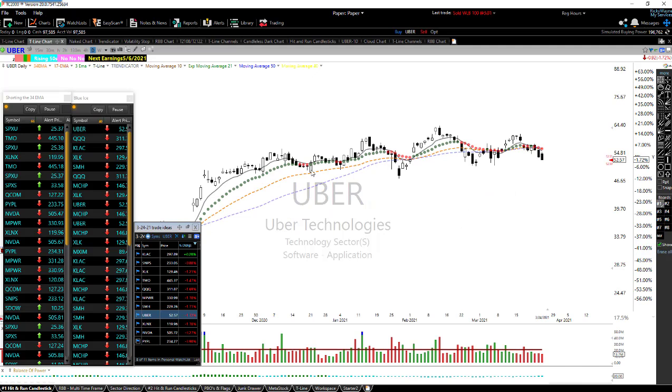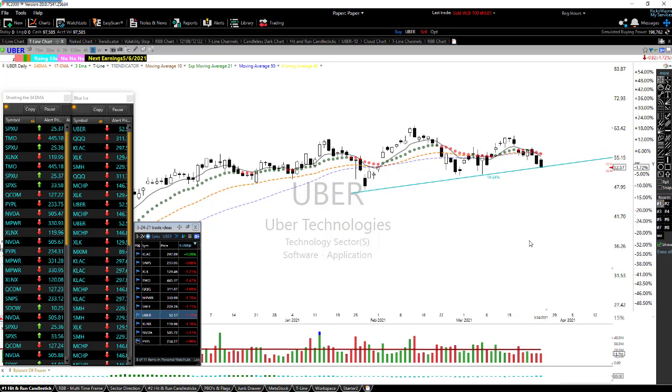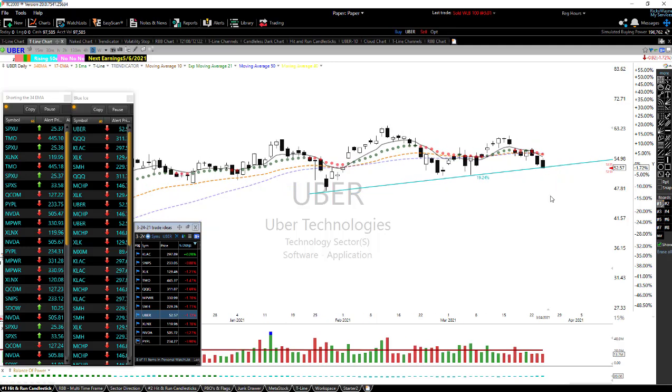Uber may be setting up. Look at that, how we've been up, and see how we just struggle with that 50 period moving average there. Can't get going. Now, it could absolutely have found support here. It could. We can't predict whether it has or hasn't. I don't see a buy signal in here, so I'm going to go with this as a short.